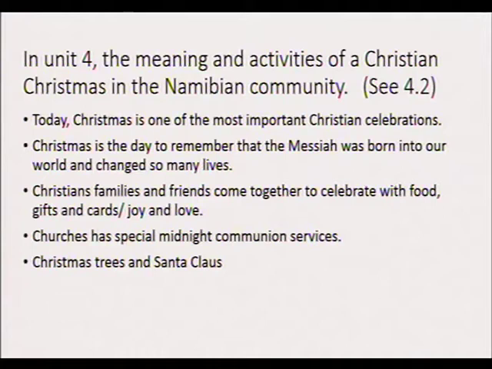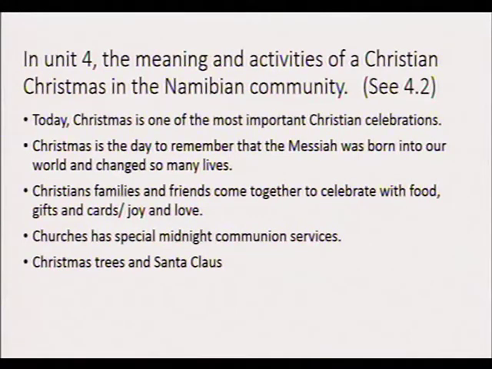Remember, there are two things here. Number one, the meaning of the Christian Christmas, and number two, the activities that usually take place on Christmas time or on Christmas day, according to Christians. Today, Christmas is one of the most important Christian celebrations. So it's common knowledge that Christmas is a celebration, a festival season, as we usually call it. You find people in a very good mood, partying and so on.